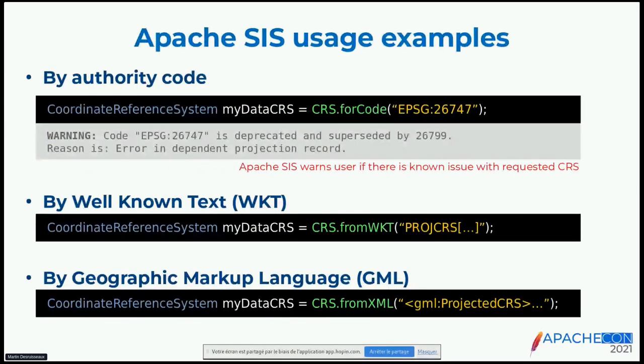This is another example using Apache SIS again. So it's three different ways to get a coordinate reference system definition from an EPSG code, well-known text format, or a GML.